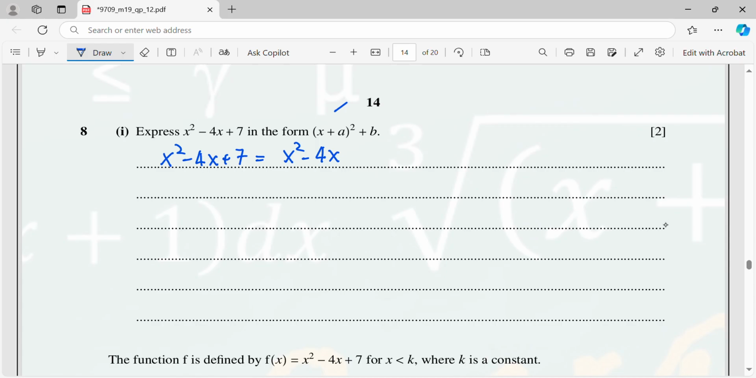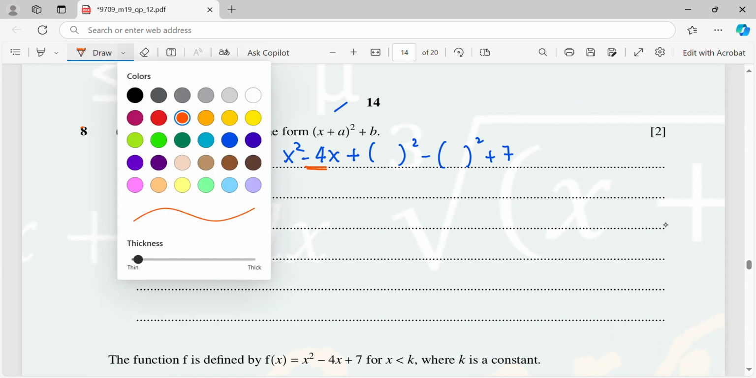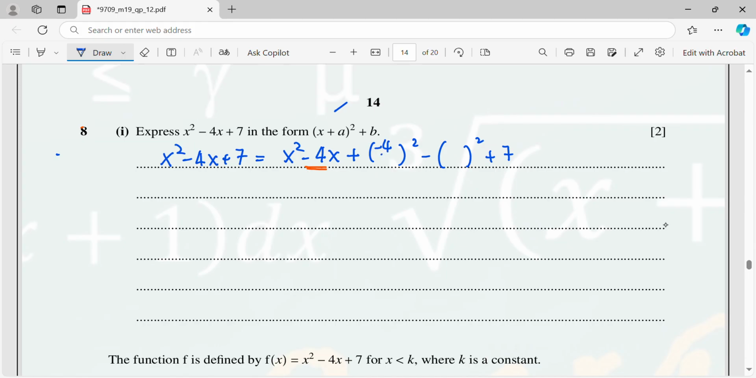So after you have rewritten the first 2 terms, what to do is you plus bracket squared minus bracket squared, and then plus 7. So now the term inside the bracket will be half of the coefficient of x. That means now here I will be getting minus 4 over 2. Okay, and then you combine the first and third term. So that will be x. Now, when you look at the third term inside the bracket, that is minus 4 over 2. When you simplify, that is going to be minus 2.